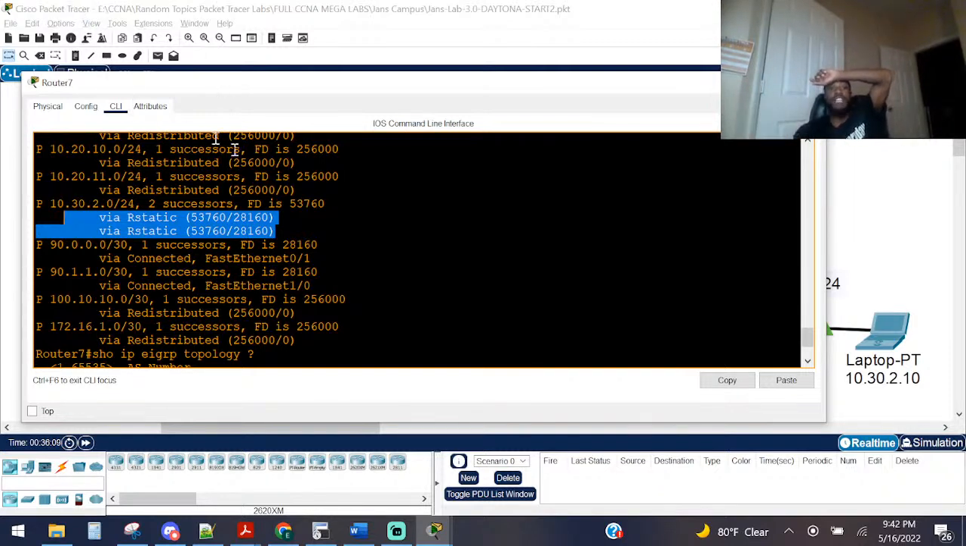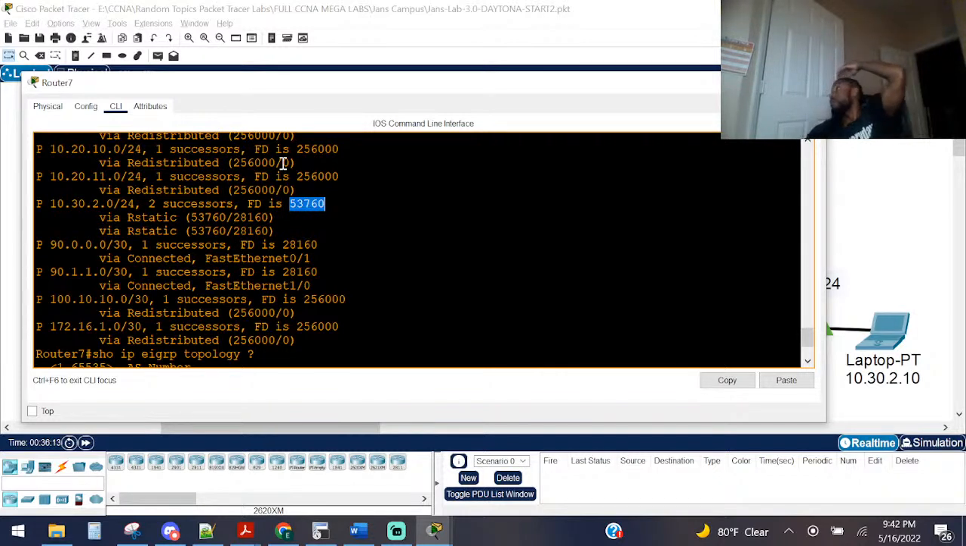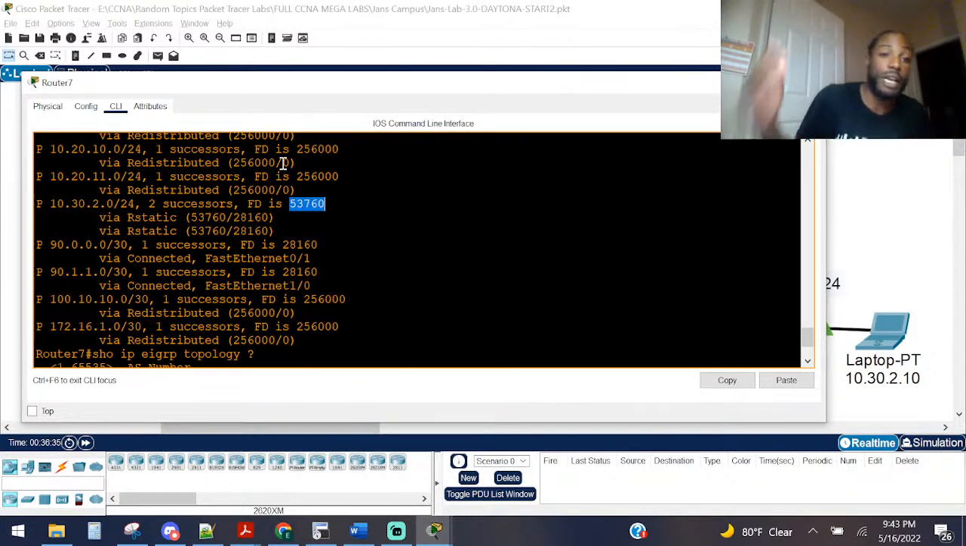But that is the FD, or feasible distance, right there, 53760. But again, I think we could change that with the command. What is it called? It's like load balancing, or I can't remember the command, but there's a way to take one way sometimes and then take one way the other times. Pretty much load balancing. But right now he got 2 equal ways to get there. One of them got to be down. I don't know how he gonna share that traffic if anybody wants to break that down.